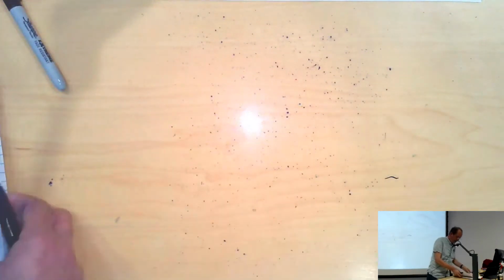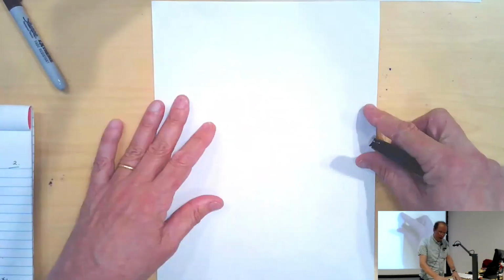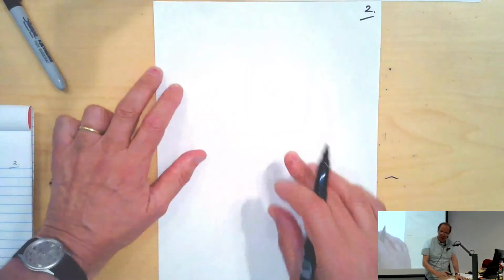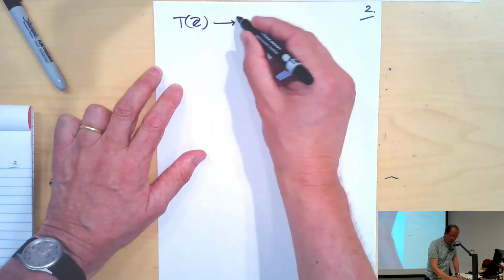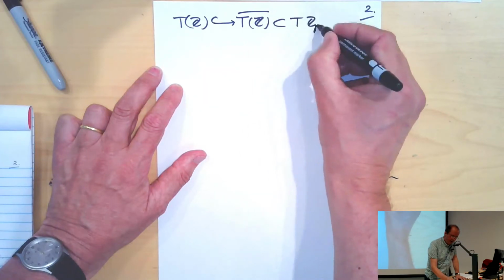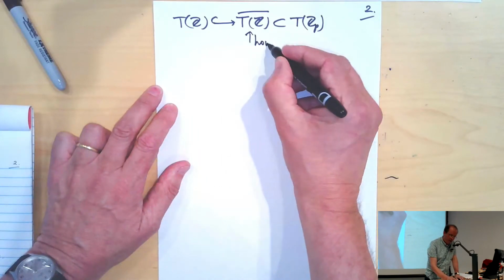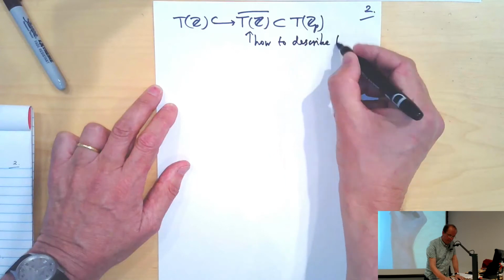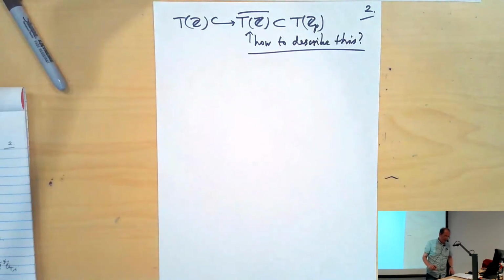So how do we do that? Let me write it like this now. T of Z is in T of Z closure inside T of Z_p. And the claim is, well, how to describe this? Right, that is what we want to do now.